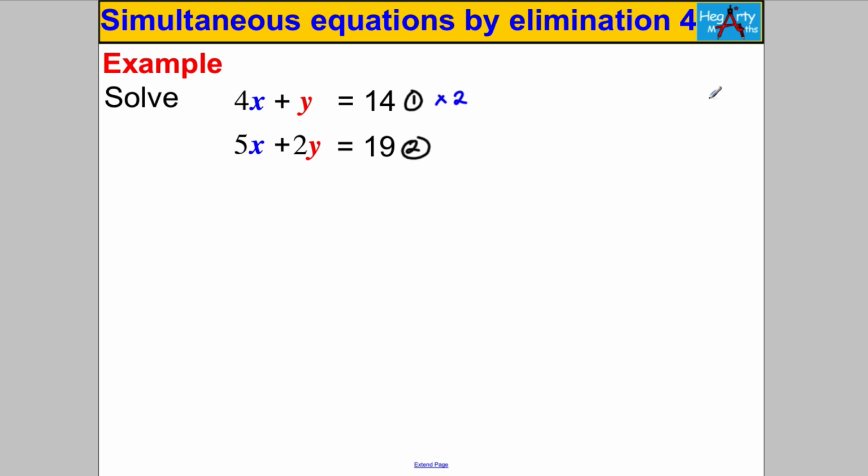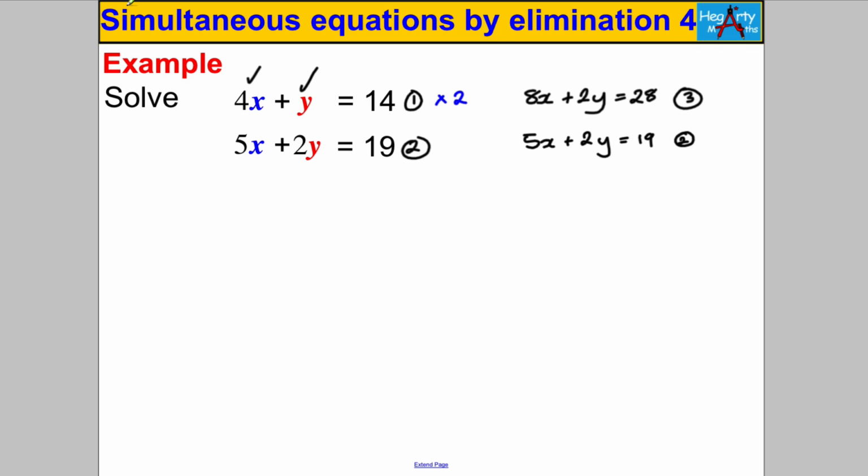Let's write the answer to when we multiplied the whole equation by 2 here. I'm going to multiply this by 2, and I'm going to get 8x. I'm going to multiply this by 2 and get add 2y. And I'm going to multiply this by 2 and get 28. And that's going to be a new equation which we're going to call equation 3. Let's write equation 2 underneath it, because that has a 2y in it as well. So 5x add 2y is equal to 19. Just keep that as equation 2.